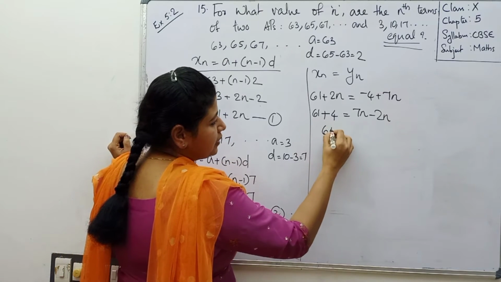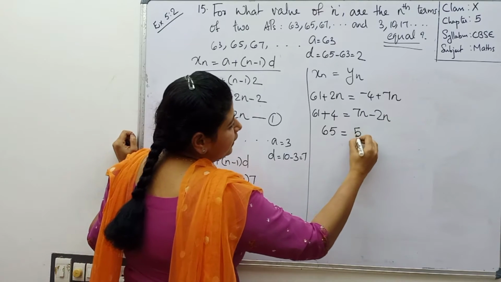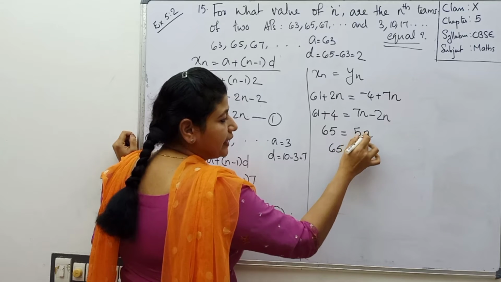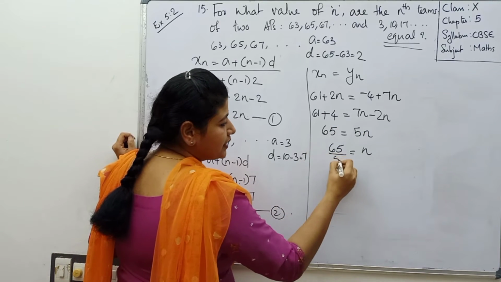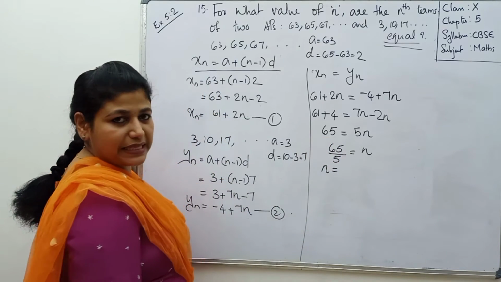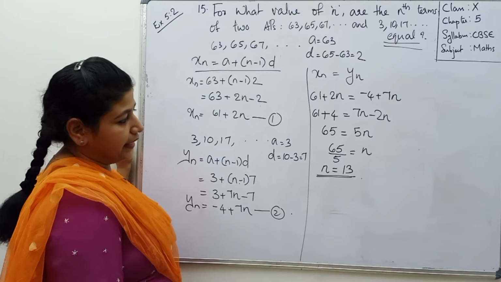61 plus 4 is 65. 7n minus 2n, 7 minus 2 is 5, so 5n. So 65 equals 5n. I am taking this 5 to this side, so n equals 65 by 5, which is 13. So n must be 13.